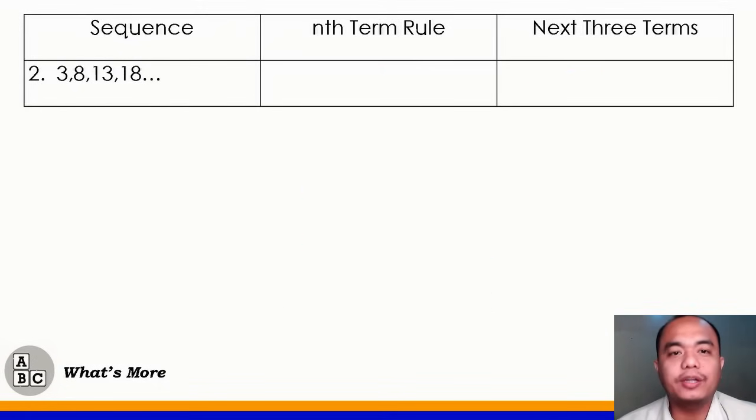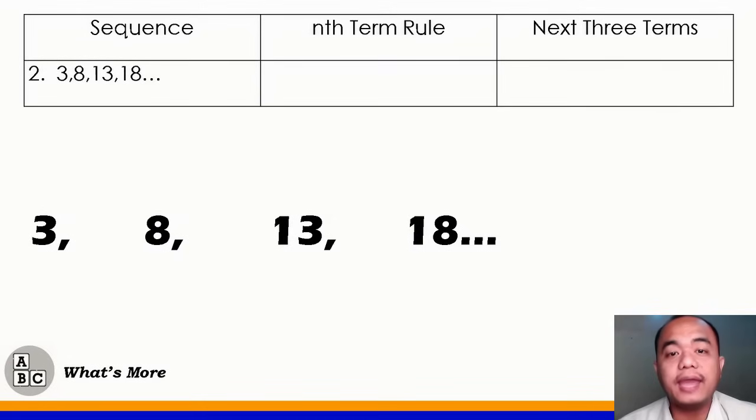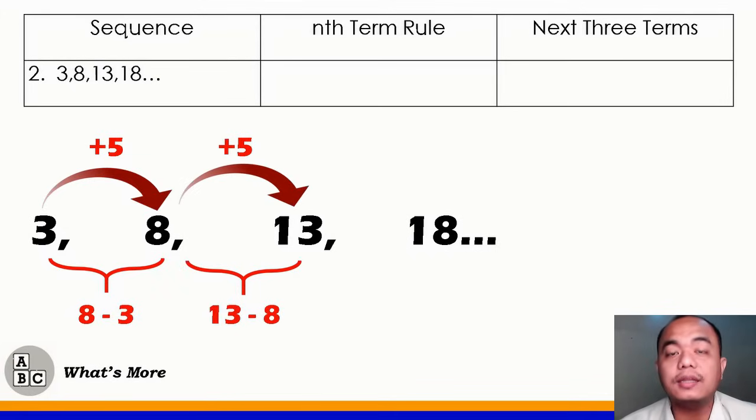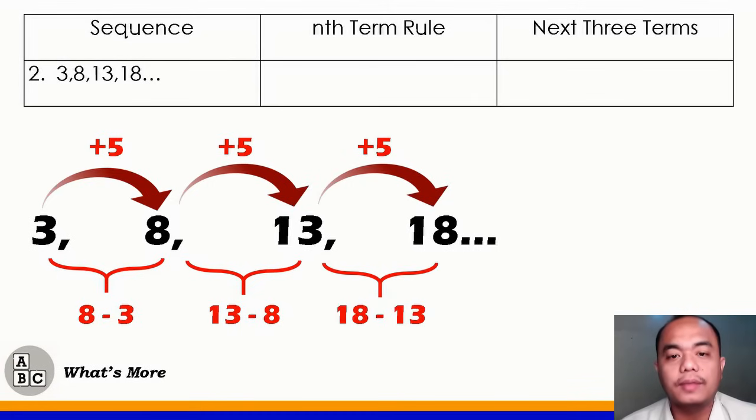Let's have number 2. We have 3, 8, 13, and 18. We will formulate first the nth term rule. So as you notice, we have 8 minus 3 equals 5. We have 13 minus 8 equals 5 also. And then we have 18 minus 13 equals 5.